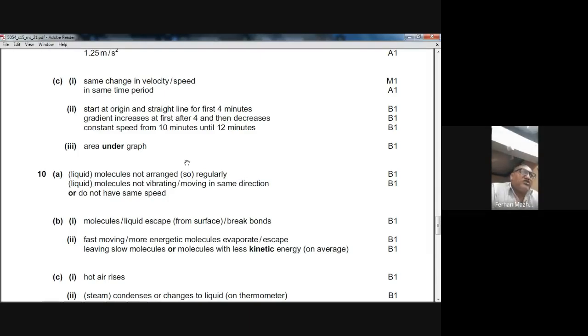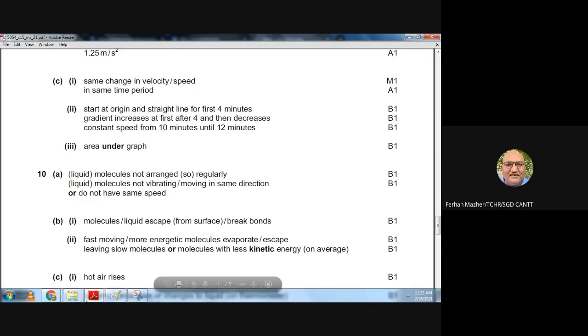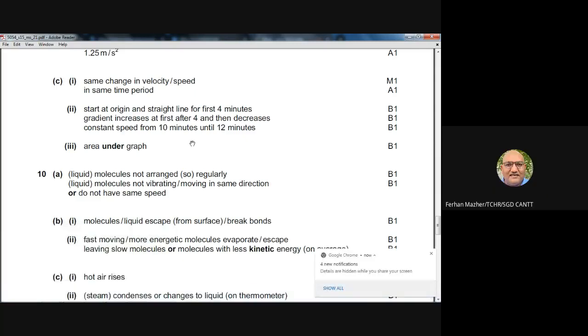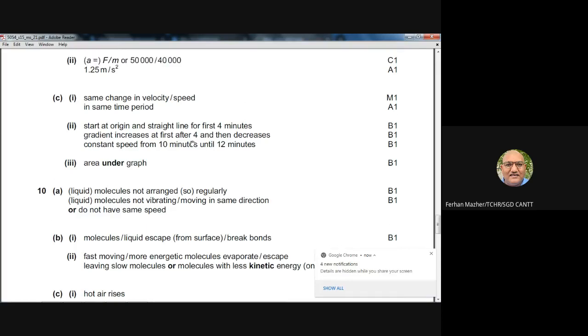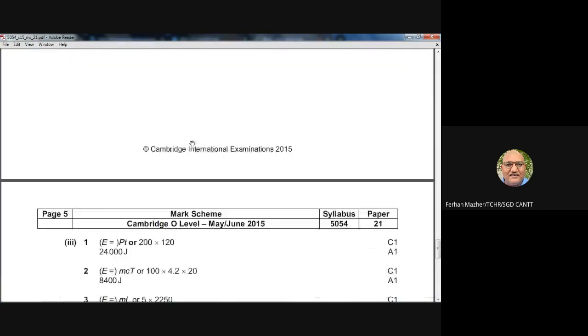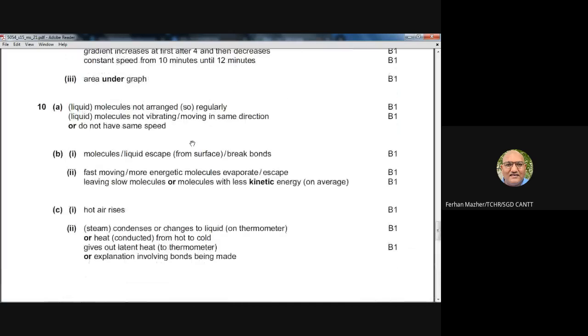So that was question number 9. I hope that everybody has understood this question. It looks like a very easy question, and I think it has 15 marks, so I think that you can get all the 15 marks out of it. Okay, so we will move to the next question.